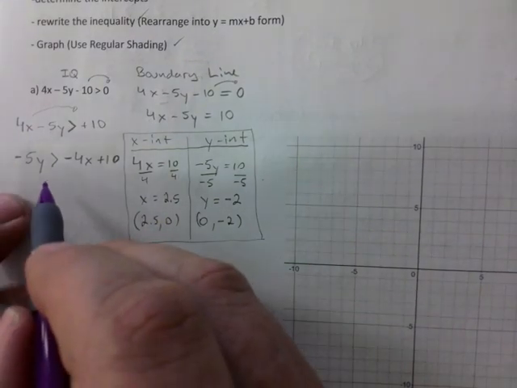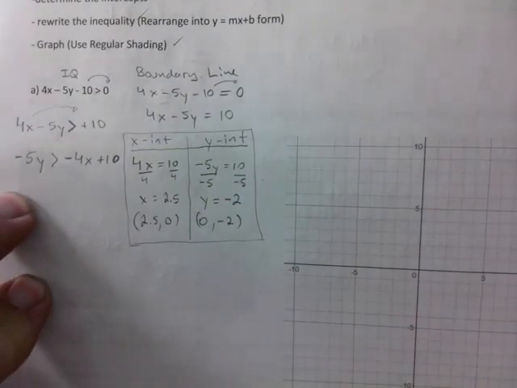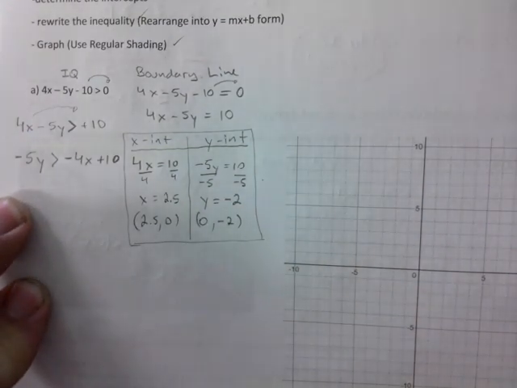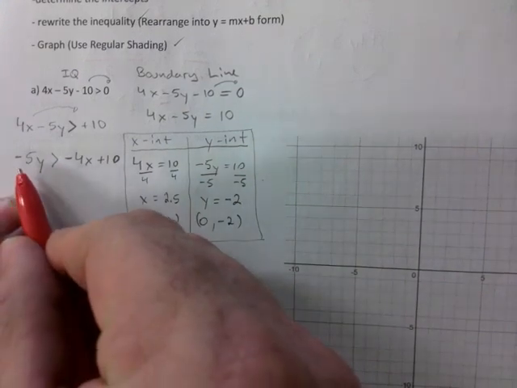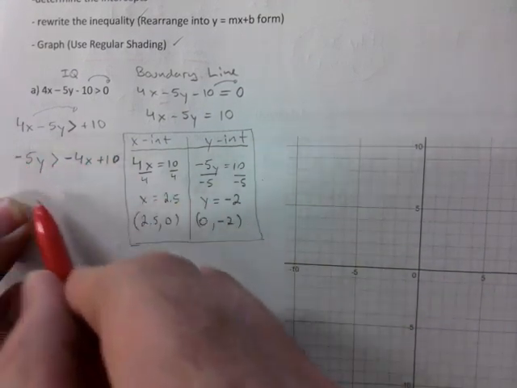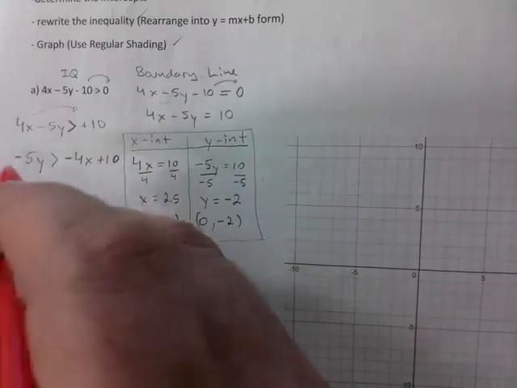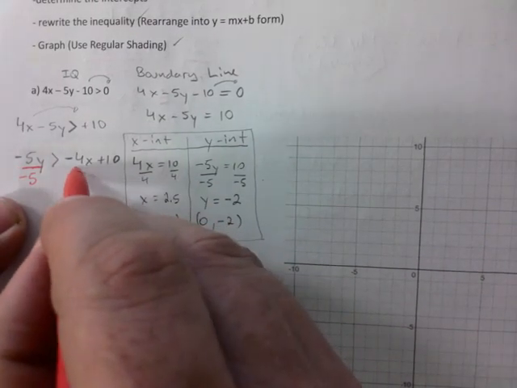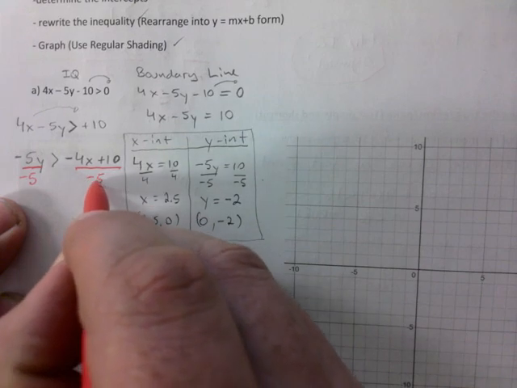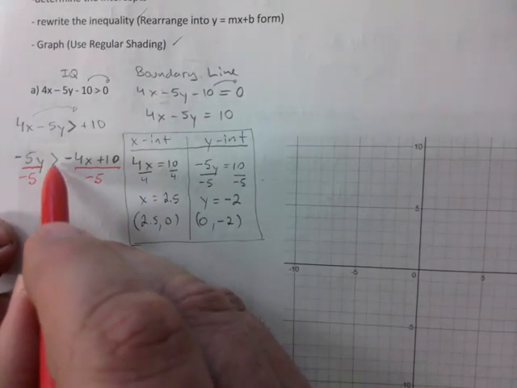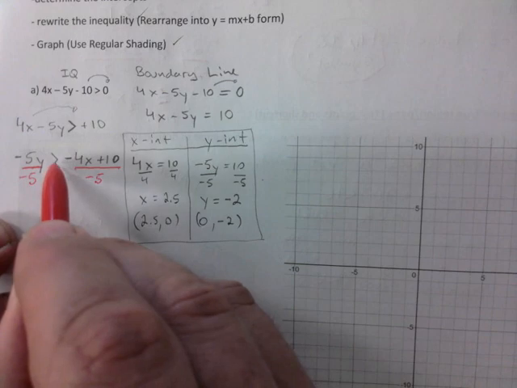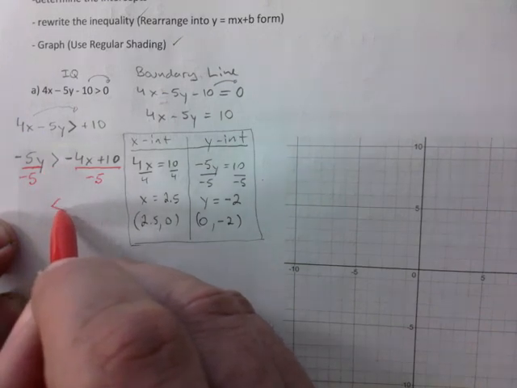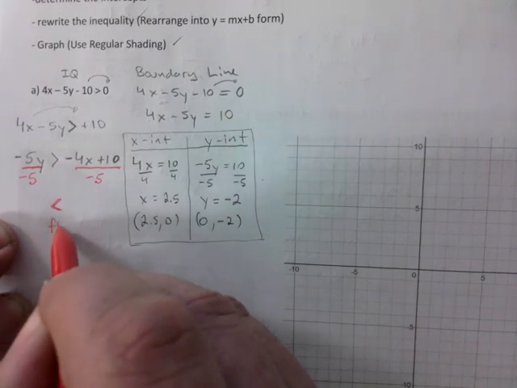Okay, now what? What am I going to do next? Divide by negative 5, right? So you basically are rewriting this into the y = mx + b format. Divide this by negative 5, divide this by negative 5. You should immediately say, oh, I'm dividing by a negative, I'm going to flip it the other way. Okay, flip.